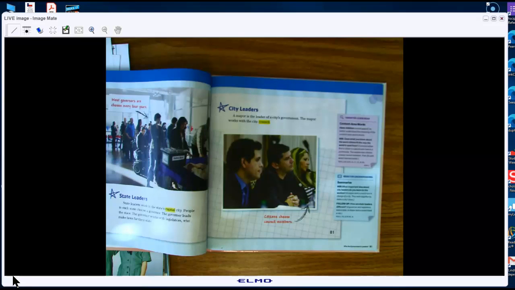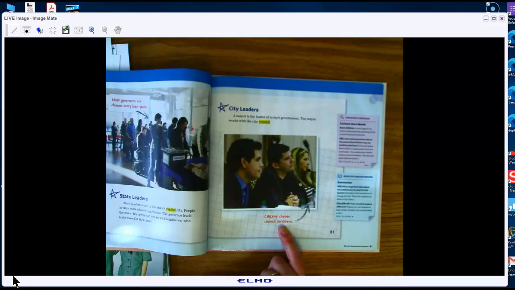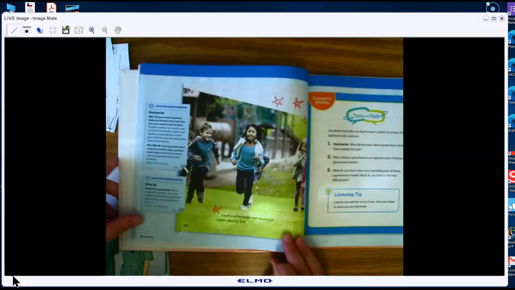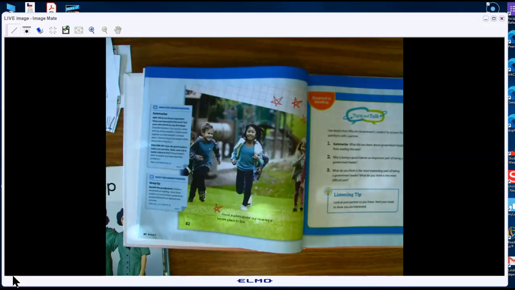Yes, a citizen is also a person that lives in a place. So we are citizens of Lindsay. We are citizens of Texas. We are citizens of the United States. So citizens choose council members. Do you think people that live in that city should be the ones that choose who's on their council? Yes, so that makes sense why they say citizens, not the people. It's not any person can pick who's on the city council. Someone that lives in Austin, Texas can't decide who's going to be on Gainesville, Texas' city council. People in Gainesville have to pick who's going to be on the city council. Good leaders make our country a better place to live.